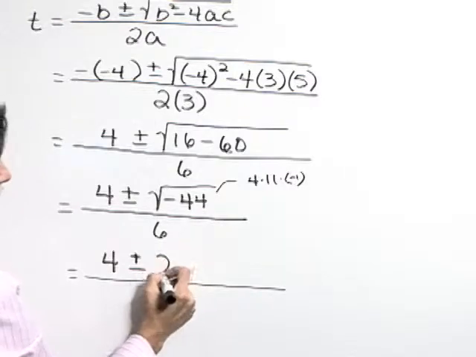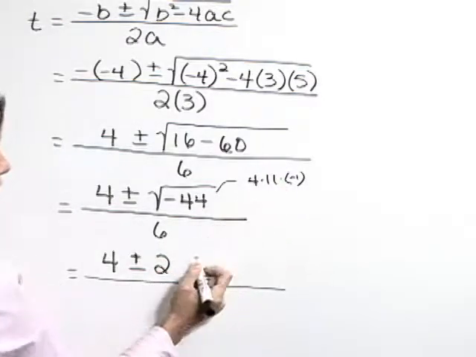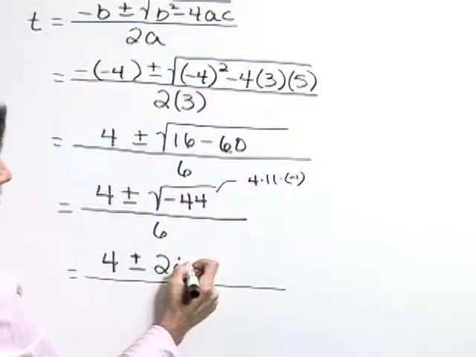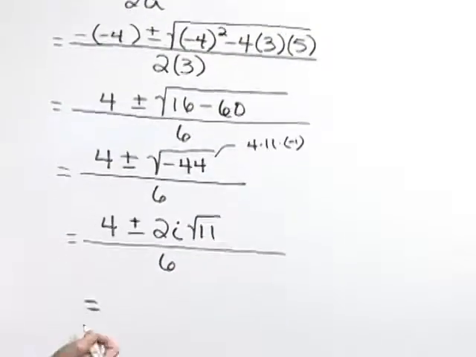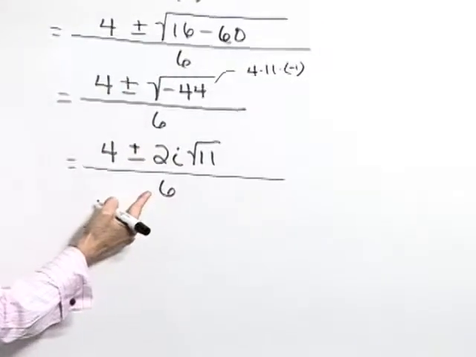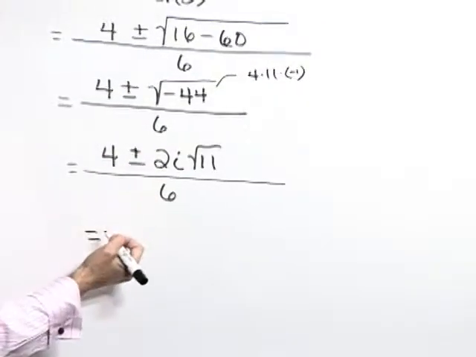The square root of 4 is 2. The square root of negative 1 is i. 11 stays underneath the radical. That's all over 6. Now each of our terms has a common factor of 2. We're going to cancel that 2 out.